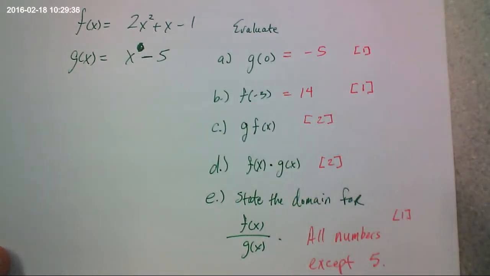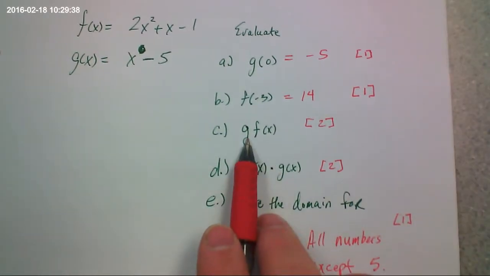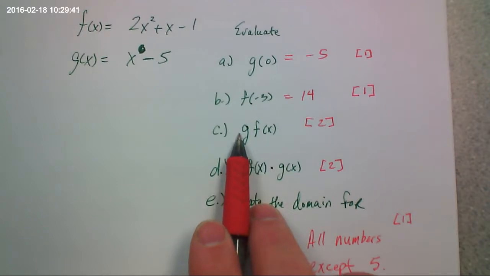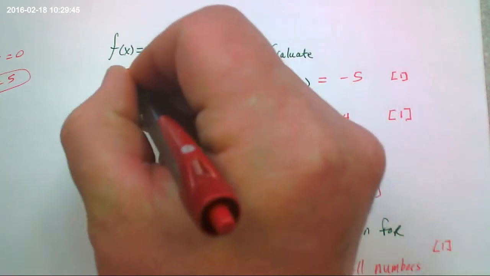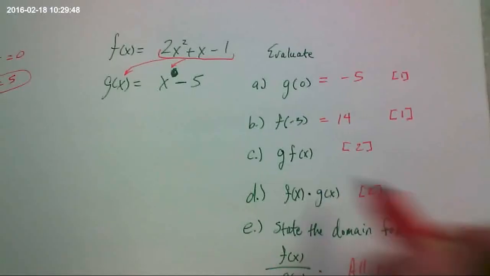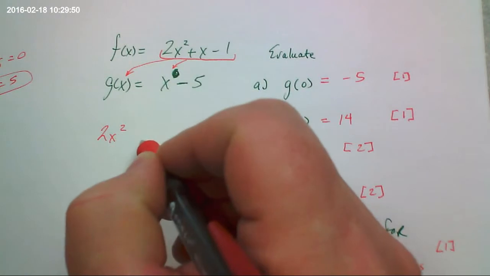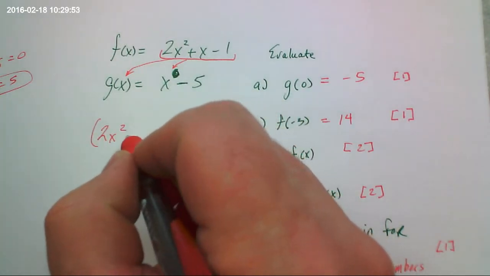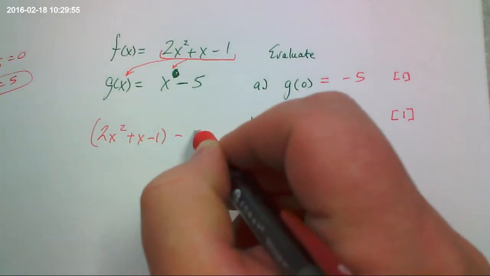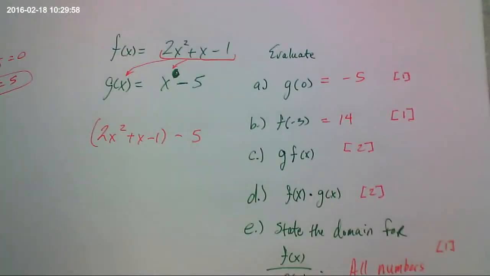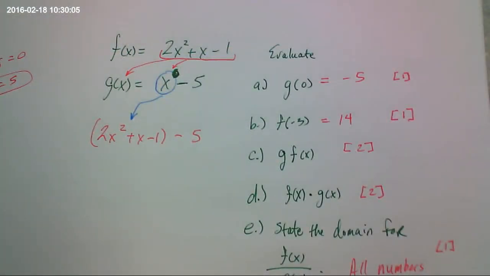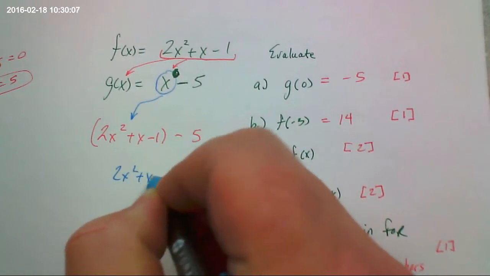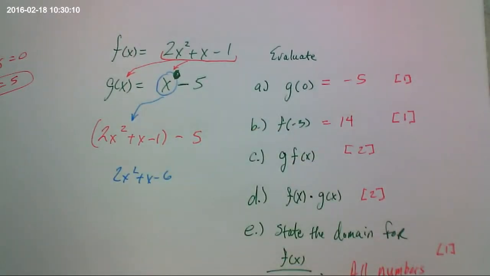Let's do that one. You ready? This one, you take the function f and you plug it in. So you take this whole thing right here, and you plug it in right there. So this one's really easy. It's 2x squared plus x minus 1 minus 5. Do you see how I did that? Do you see how I just took x and substituted the entire function f right there? So it would be 2x squared plus x minus 6. Yeah, it's not hard.